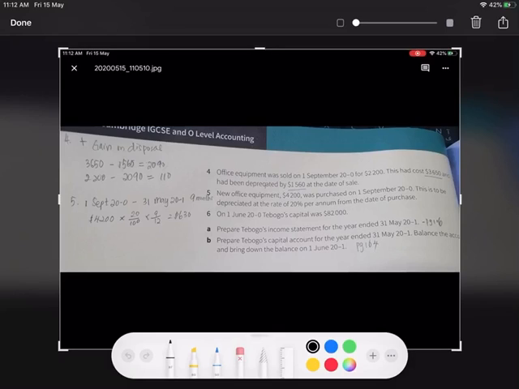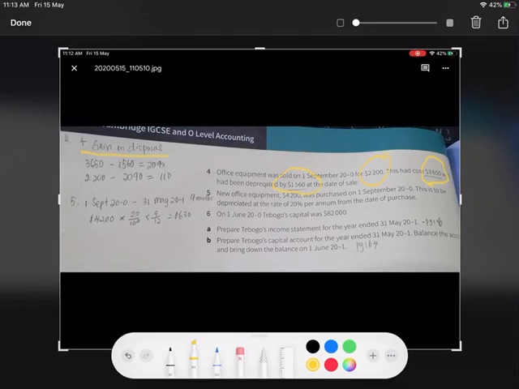Office equipment was sold on 1st September 20-0 for $2,200. This is the cost of the office equipment. It was not given in the first part of the question, but it's given here. This had cost 3,650 and had been depreciated 1,560 at the date of sale. So what are these three numbers for? These are for you to calculate the gain on disposal, or loss on disposal in other cases.